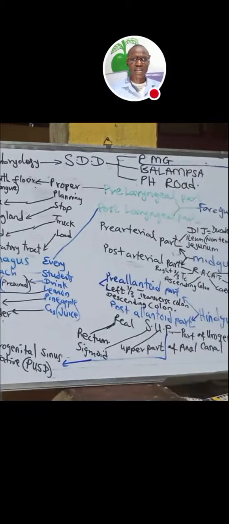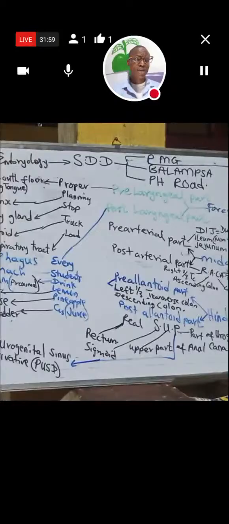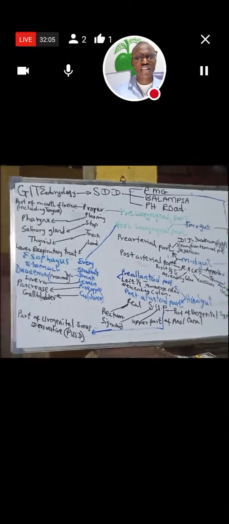Pre-arterial, look at pre-arterial. Pre-arterial is how many? 3. Post-arterial is how many? 1, 2, 3, 4, 5. Now watch how we used to recall it. Watch how we used to recall it. For pre-laryngeal, we said proper planning, stop truckload. Now, this is becoming too much for you. All right. So you try it.